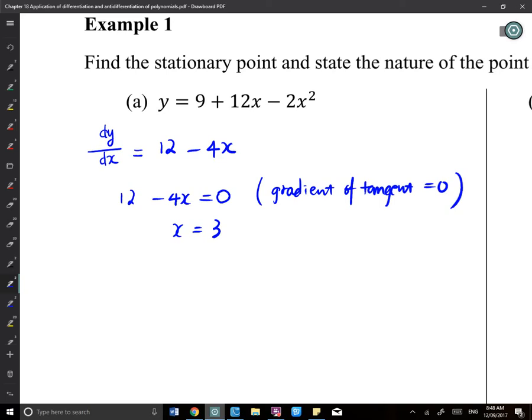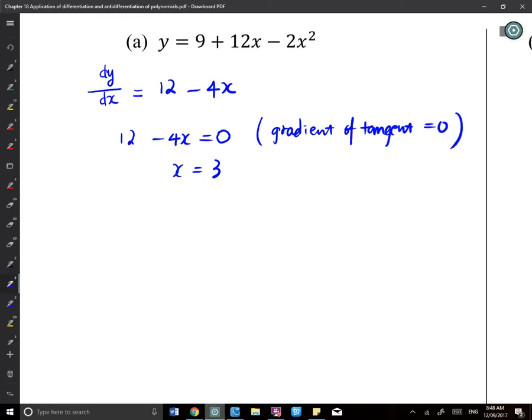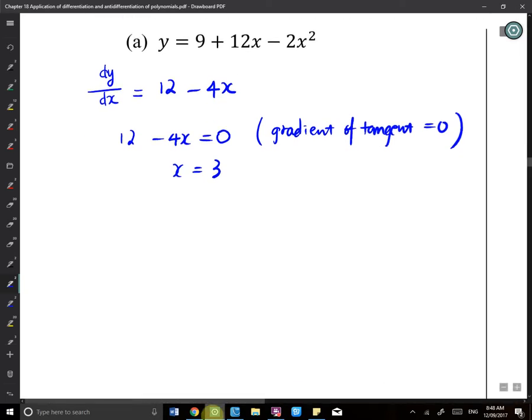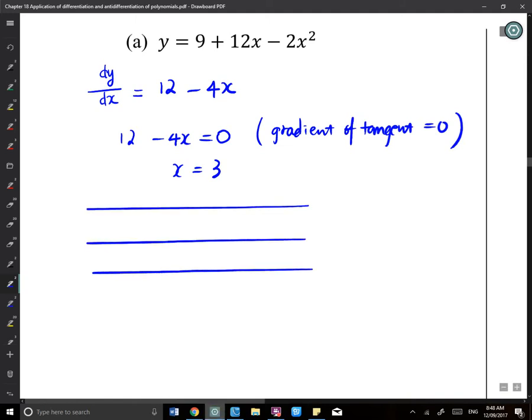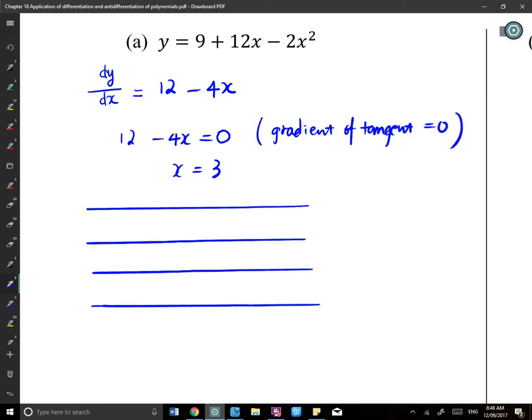You always need to justify your answer. Say, okay, this 3 is a maximum, or this 3 is a minimum. So how do we do that? We use the table method. We will draw a table. The table is always 3 rows. How many columns depends on how many stationary points we have. We have just one stationary point.